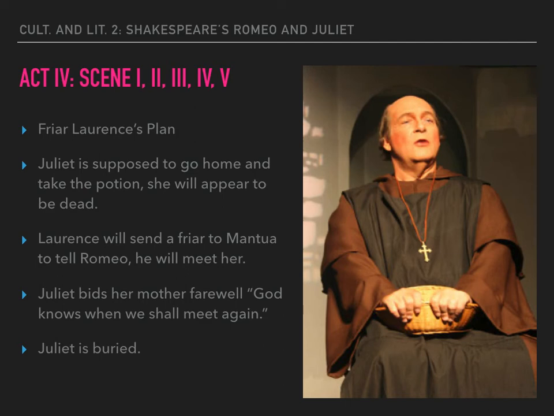The plan is that Lawrence is going to give Juliet this potion. She's going to take it and will appear like she's dead. She'll be buried in the tomb, and Romeo will come and get her. Friar Lawrence is going to send a friar to Mantua to tell Romeo where he's supposed to meet her. Juliet bids her mother farewell, and Juliet says to her, God knows when we will meet again. Juliet is supposedly killed. This is a shock to the family, and she's buried.